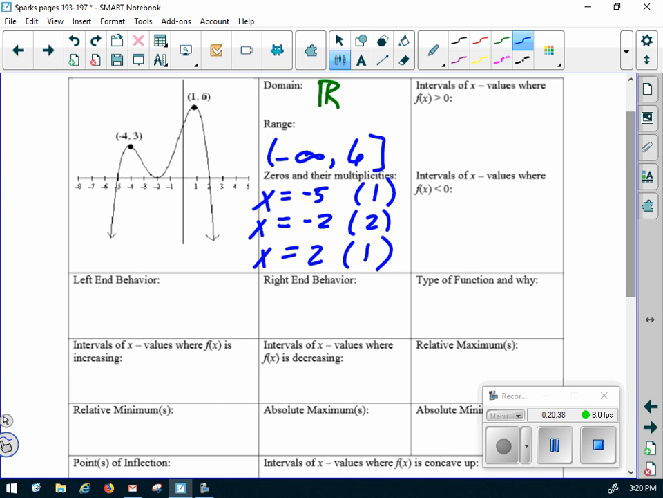Let's go up here. Intervals of x values where f is positive. A function is positive when its graph is above the x-axis, because the y values are positive. Where is this graph above the x-axis? What kind of interval? Open interval. Where else? Good.